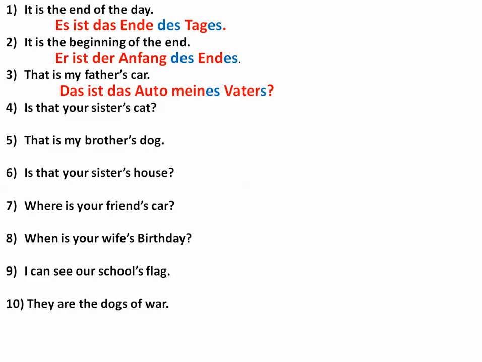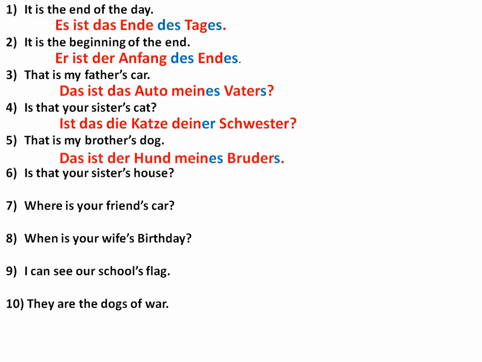Is that your sister's cat? So we're going to use the informal possessive pronoun dein. Ist das die Katze deiner Schwester? So we have die changing to der, and we've added the er onto the possessive pronoun dein, thus giving us deiner. And when a noun is feminine, it does not have any endings, unlike the masculine and neuter nouns in the genitive. That is my brother's dog. Das ist der Hund meines Bruders.